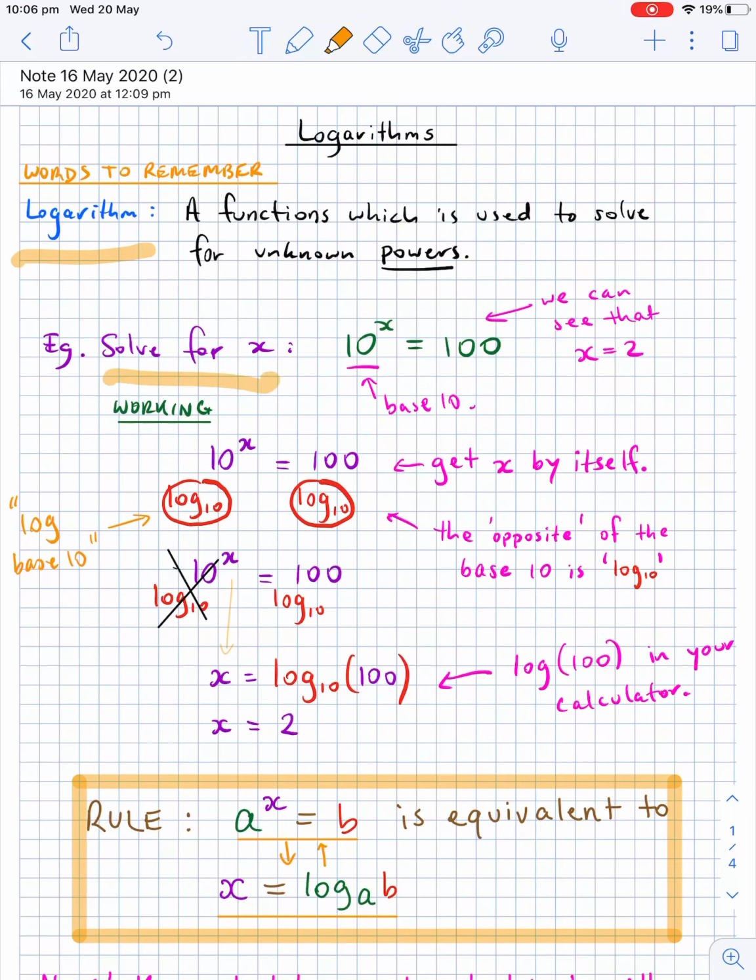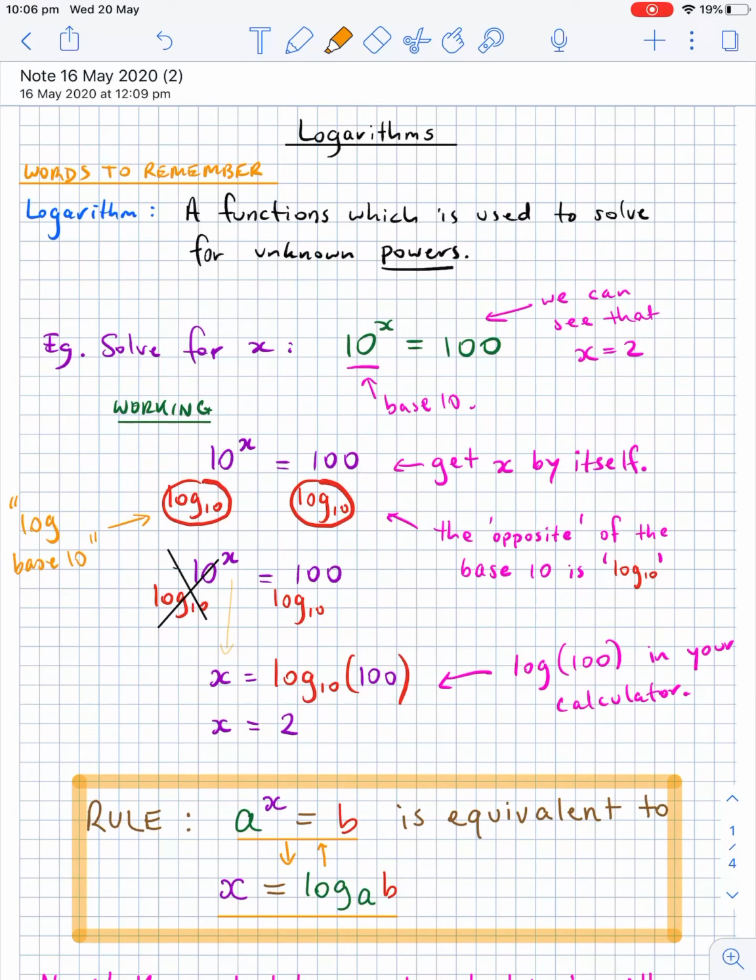For example, solve for x. The equation is 10 to the power of x, an unknown power, equals 100. We have to think to ourselves, what would this x be for this equation to be true? We can see by inspection that if we have a base of 10 and a power of 2, that will equal 100. So our x is equal to 2 because 10 squared equals 100. This is easy to do just by inspection.